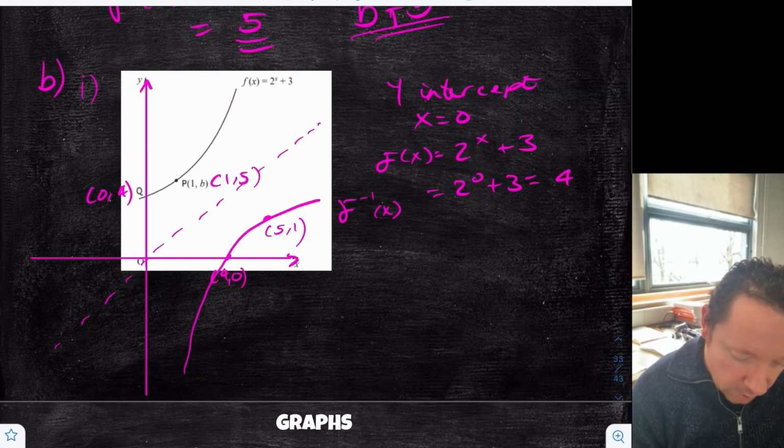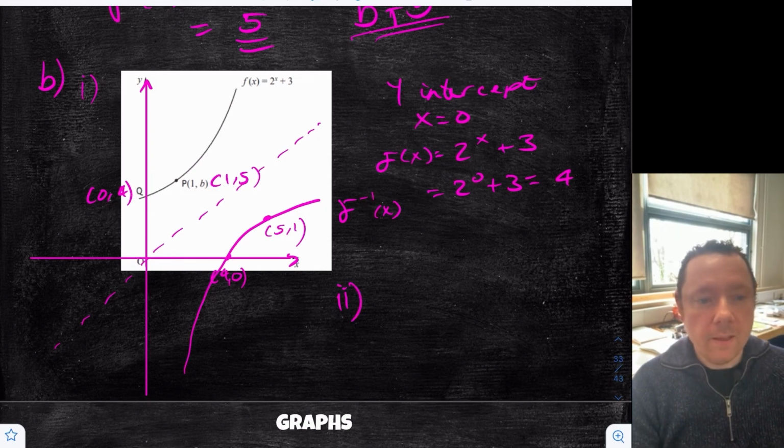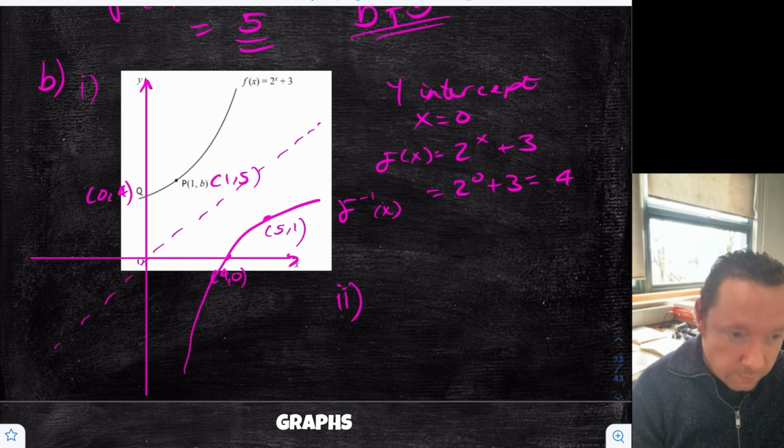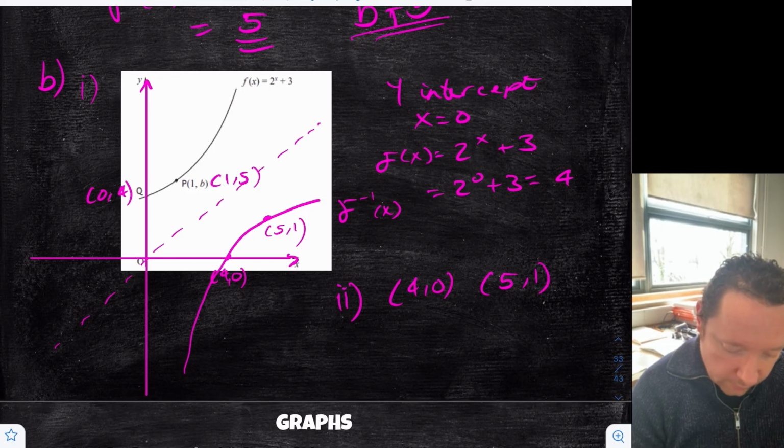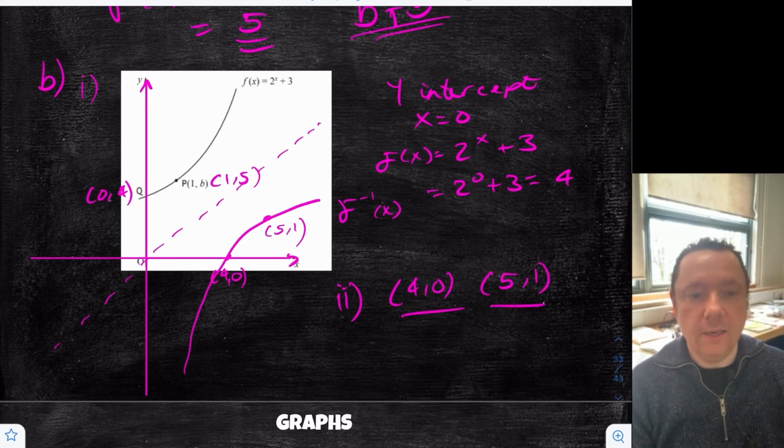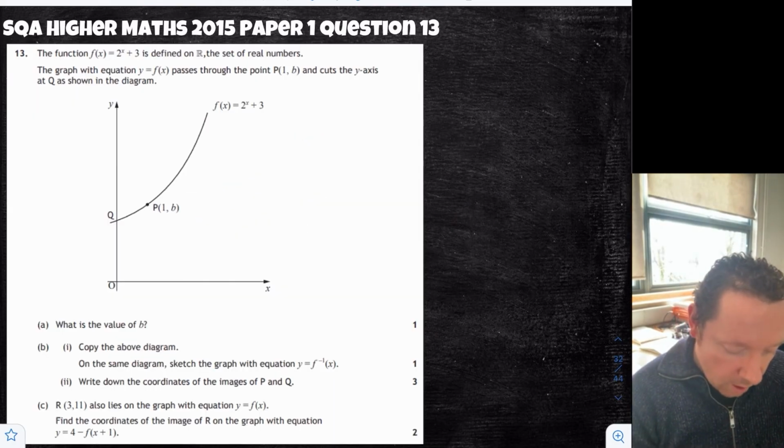And then for part 2, I've already done the work for it. The images of P and Q, we've got (4, 0) and we've got (5, 1). And we're done there. Part C says, R (3, 11) lies on the graph of equation y equals f of x.